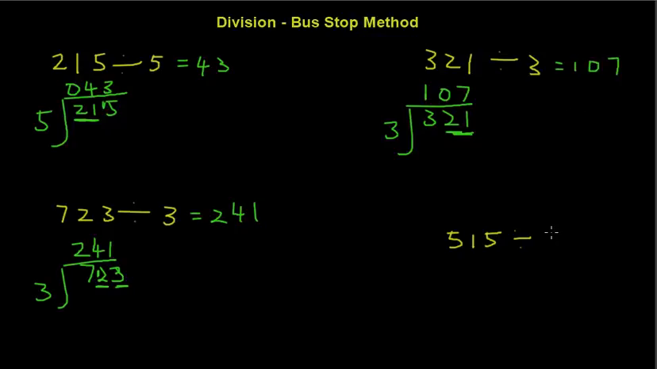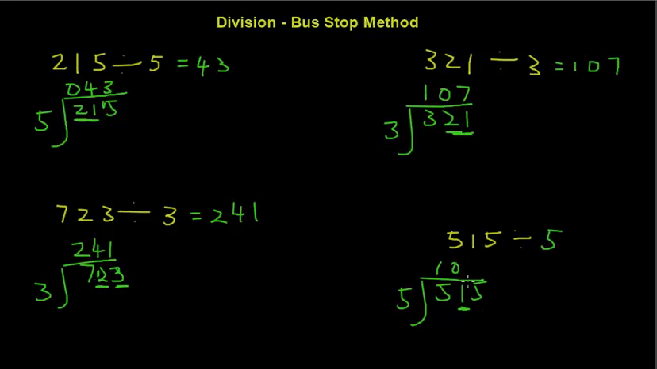And here we have a similar example as well. So 515 divided by 5. So how many times does 5 go into 5? Once. And since there's no remainder and the next digit, so 1, is smaller than what we're dividing by, 5, we have to go ahead and write the 0 here.